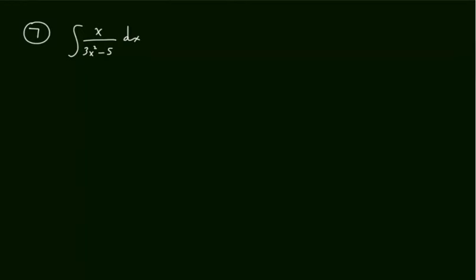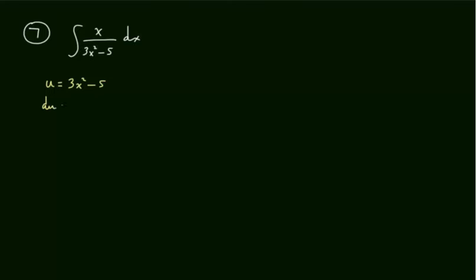Example number 7 in the u substitution. Alright, let's see. Our choice of u. Well, I see not really stuff, but I can think of the entire denominator as stuff. So my entire denominator is stuff. u equals 3x squared minus 5.